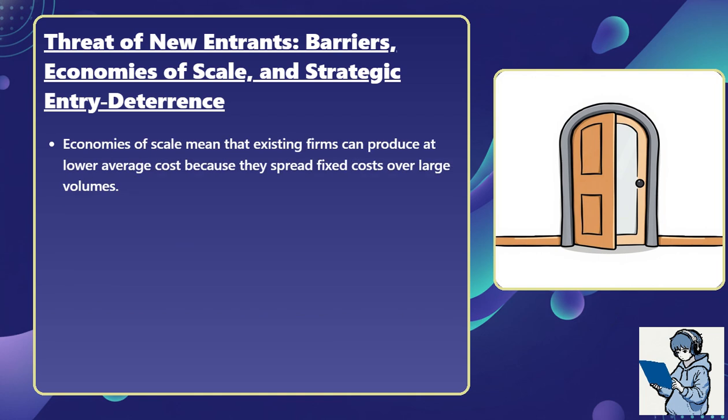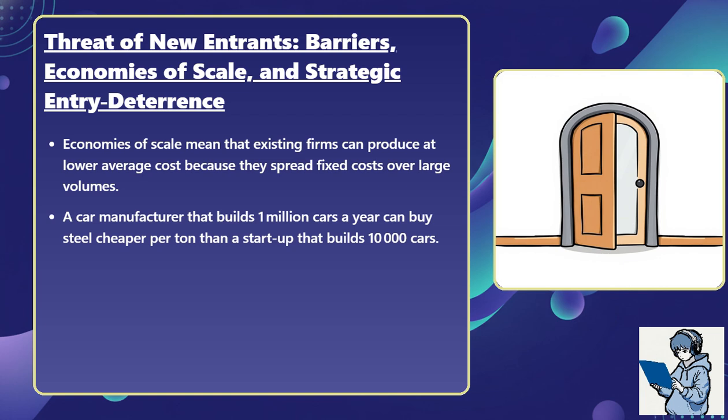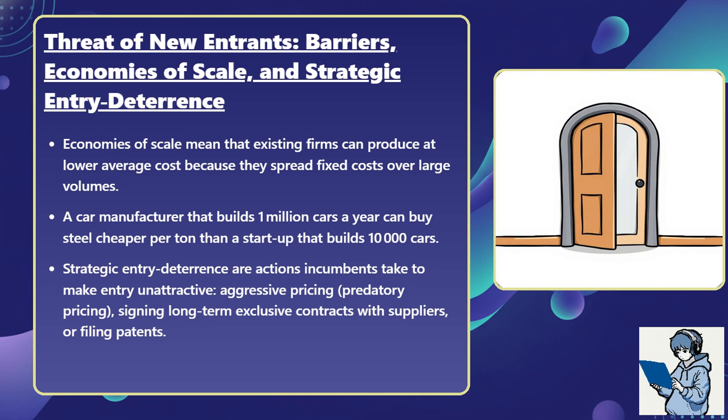Economies of scale mean that existing firms can produce at lower average cost because they spread fixed costs over large volumes. A car manufacturer that builds 1 million cars a year can buy steel cheaper per ton than a startup that builds 10,000 cars. Strategic entry deterrents are actions incumbents take to make entry unattractive.